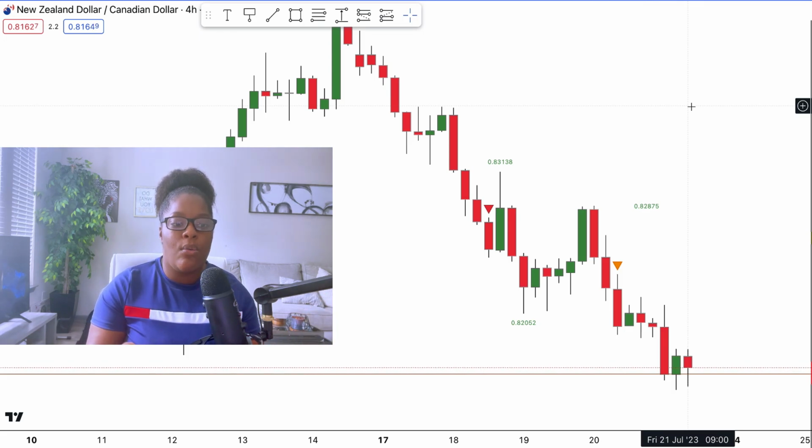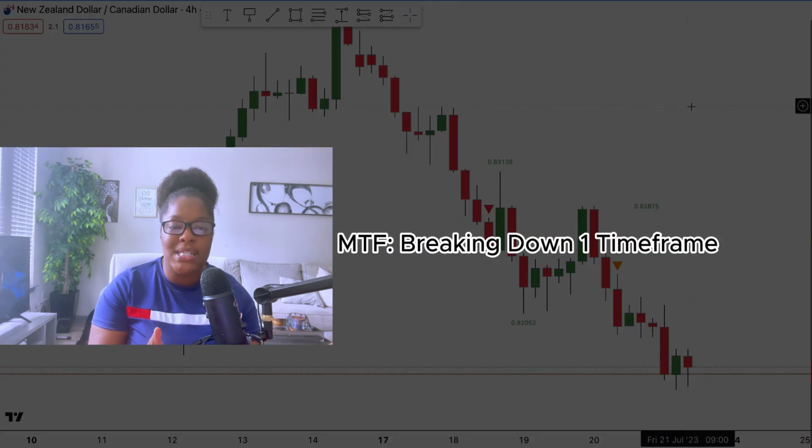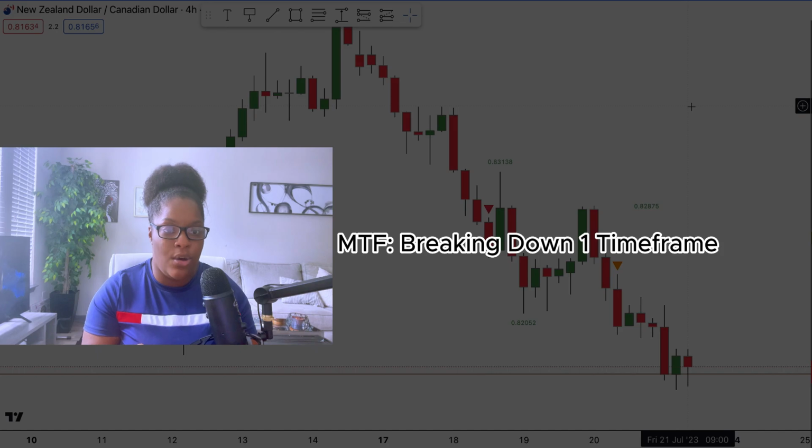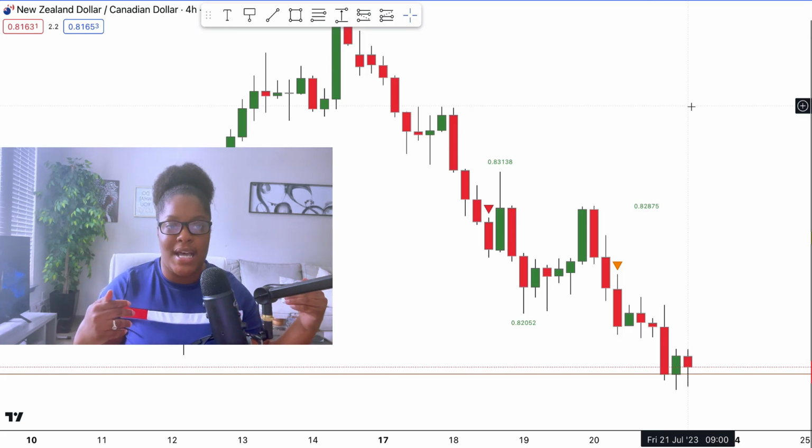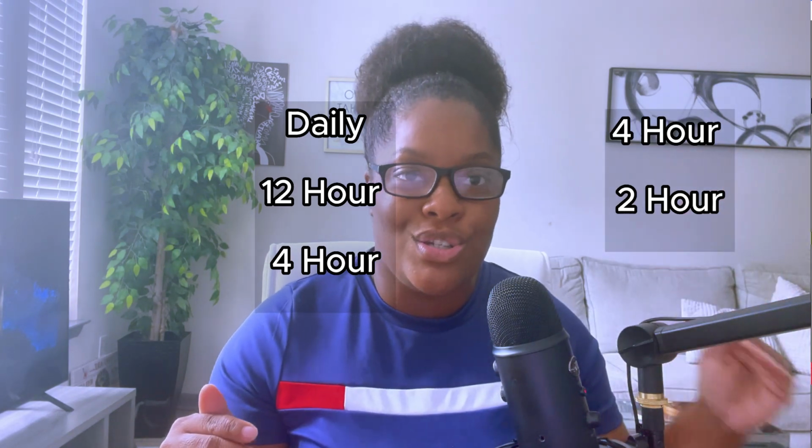Now, let's talk about what multiple time frame analysis is. All you're doing is you're taking one time frame and you are breaking it down. And we like to call this fractals or fractions. The best way to do this is make a list of all the time frames that you use. I like to use increments of time frames. So it's going to go like this: monthly, weekly, daily, daily 12-hour, 4-hour, 4-hour, 2-hour.